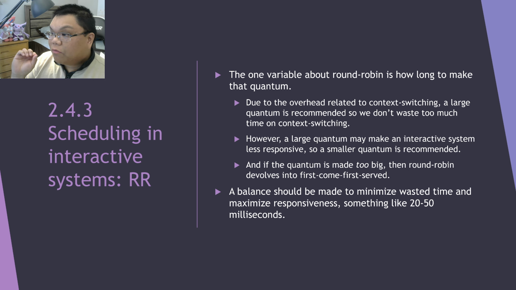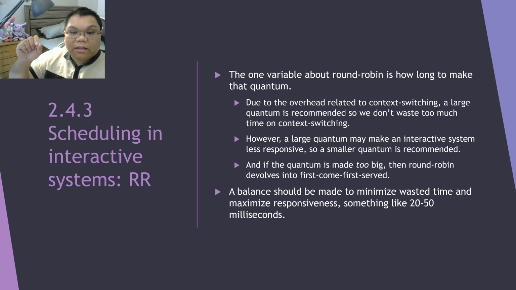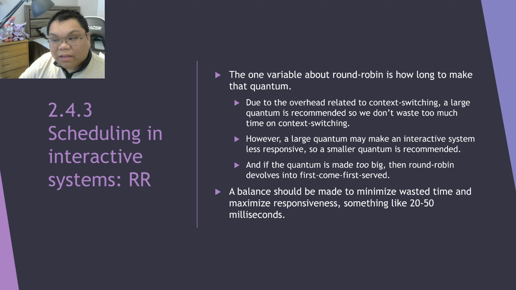So anyway, with round robin, the one variable that we tweak is how long we make that quantum. Too short of a quantum, and we're doing a lot of context switching. Too long of a quantum, then our interactive system becomes less responsive. So we need to find a good balance: a large enough quantum to avoid a lot of context switching, and a small enough quantum to make our system more responsive. The balance here is something like 20 to 50 milliseconds.